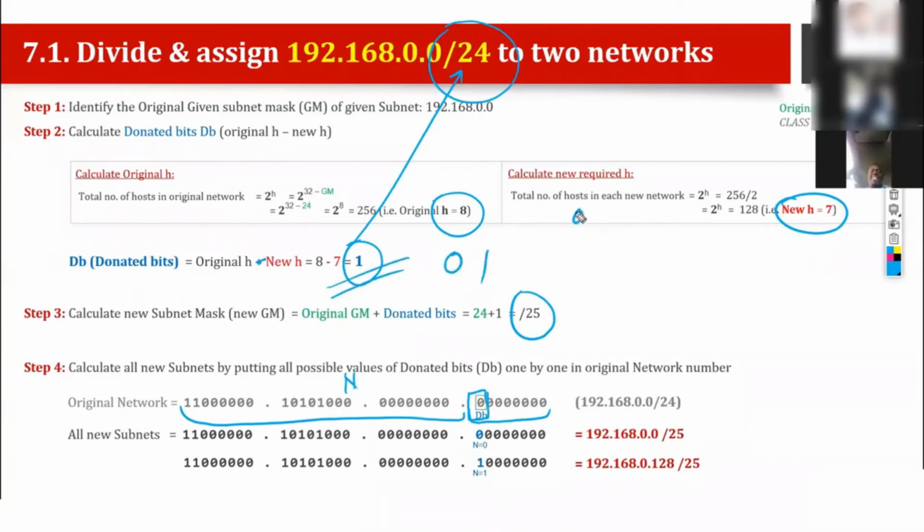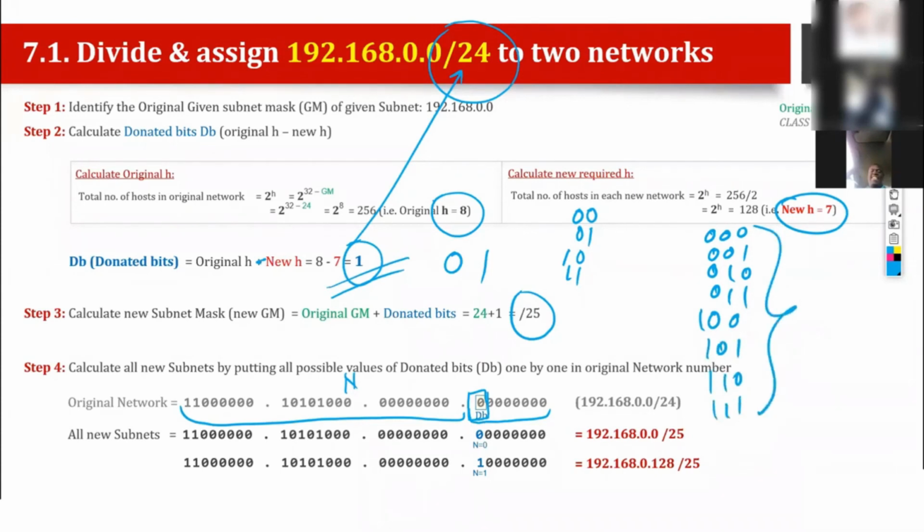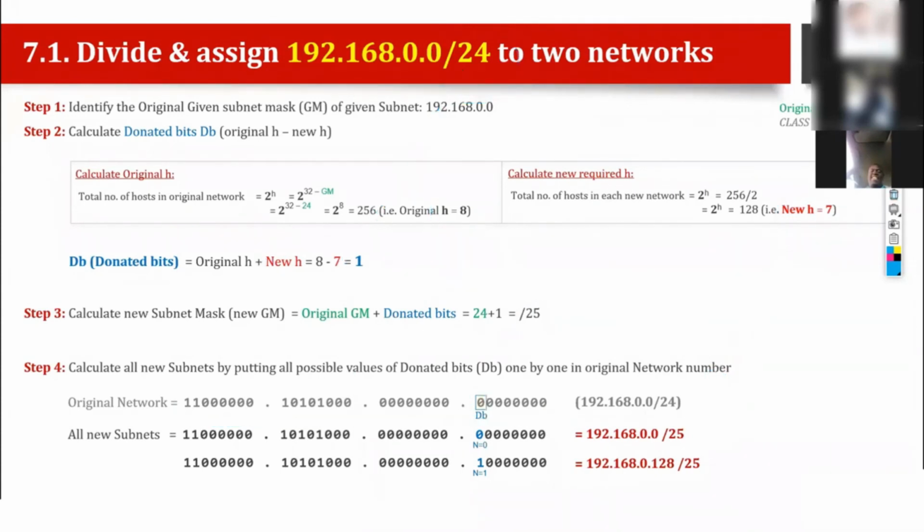If the donated bits are 2, it gives us 0 0, 0 1, 1 0 and 1 1. If donated bits are 3, it will be a total of 8 combinations. The first one will be 0 0 0, second will be 0 0 1, 0 1 0, 0 1 1. You already know it, we did it in school last time. 1 0 0 and so on up to 1 1 1. So it will give us 8 subnets. This is how we can divide the network.